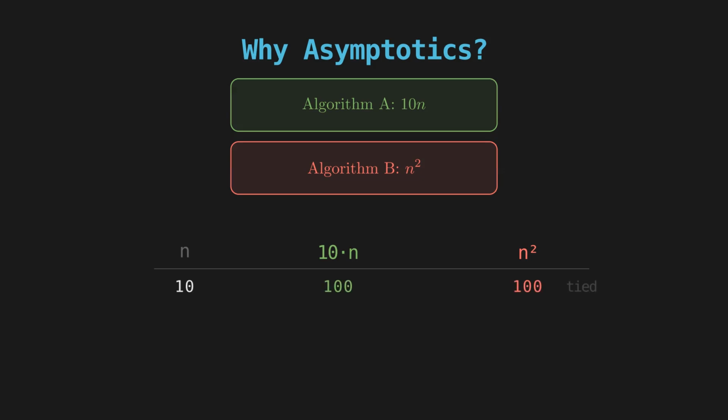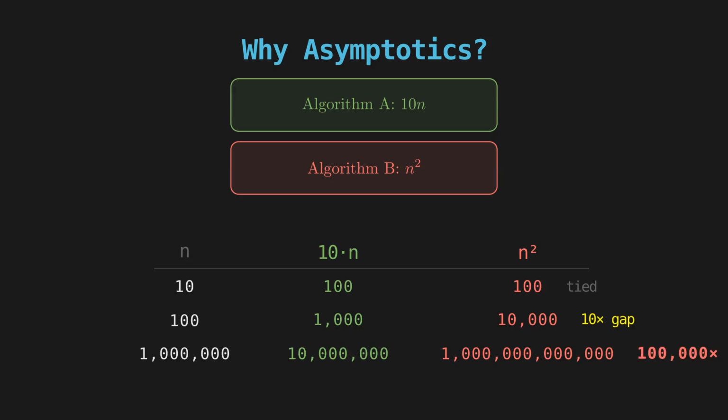At n equals 10, A does 100 operations, B does 100. They're tied. At 100, A does 1,000, B does 10,000. At 1,000,000, A does 10 million, B does 1,000,000,000. The gap doesn't just widen, it explodes. Asymptotics capture exactly this. Which algorithm wins when the input gets big? And for real-world problems, that's what actually matters. That's what big O is for.